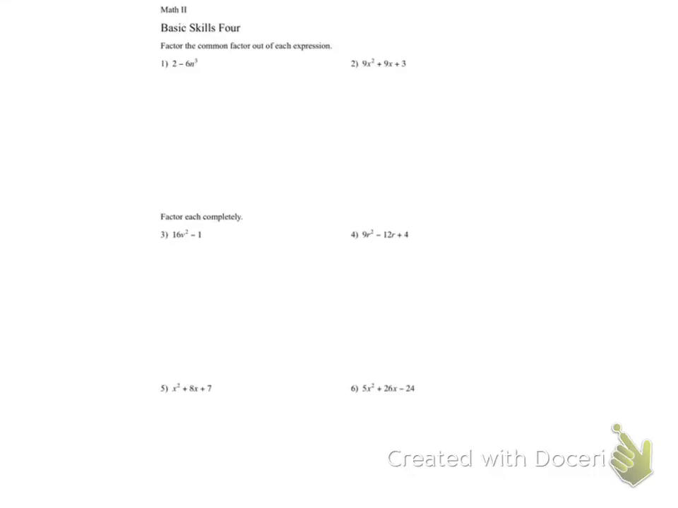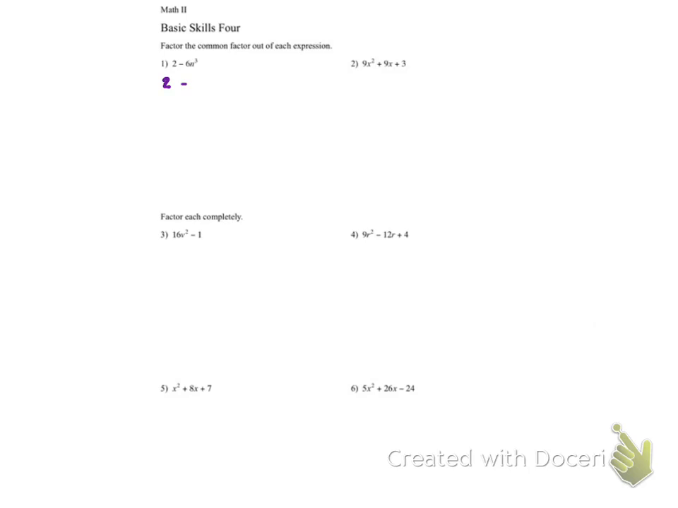Basic Skills 4. Starting with number 1. The directions tell us that we need to factor out a common factor of each expression. So what we want to do is start breaking down these terms. Right? So 2 can't be broken down unless you do 2 times 1. But again, it doesn't help to multiply 2 times 1. So we're going to leave that 2.